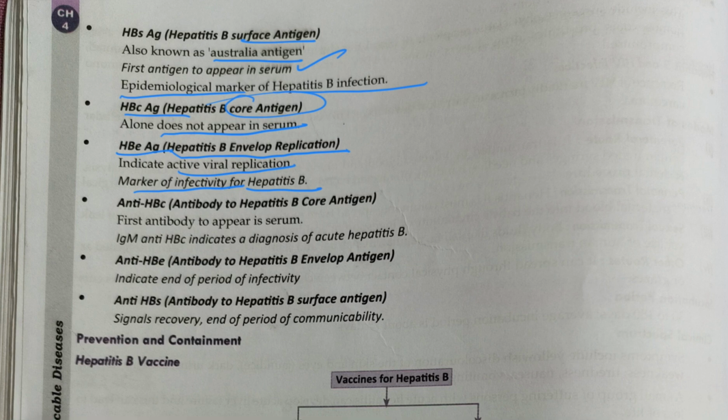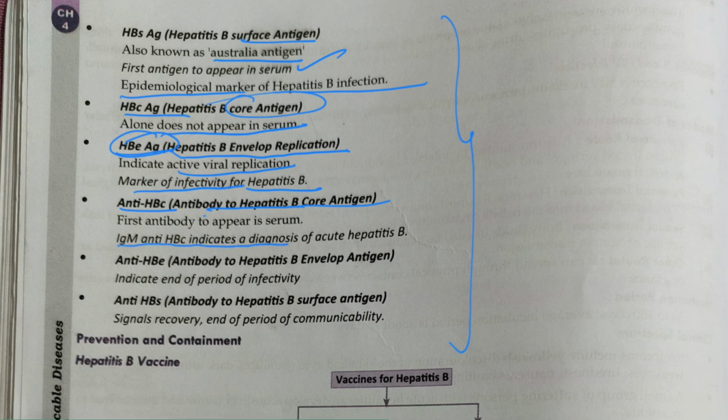What does it mean? HBeAg will decide the prognosis. Based on this HBeAg only, we'll be assessing whether the treatment is going good or not. Hope this one is crystal clear. And anti-HBc, antibody to hepatitis B core antigen, is the first antibody to appear in serum. Everything we have discussed, now we are seeing it in the form of words.